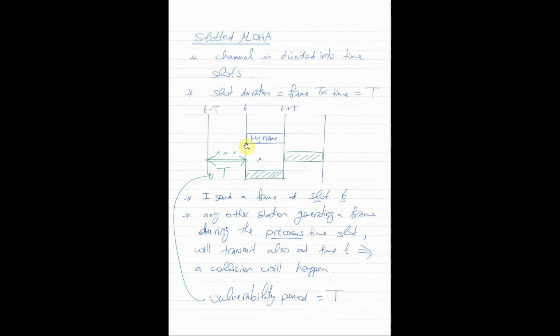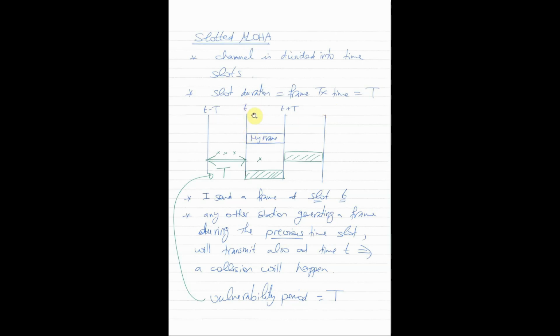So this is a time slot here from t minus T until little t. And this is the next time slot from little t to t plus capital T. And this is the following time slot from t plus capital T until t plus 2T, and so on.